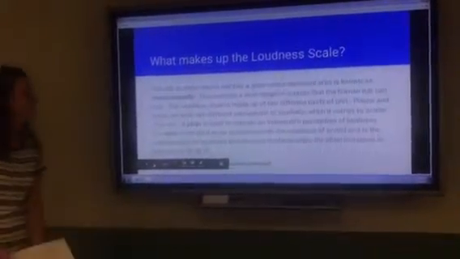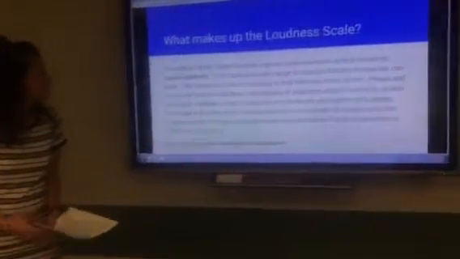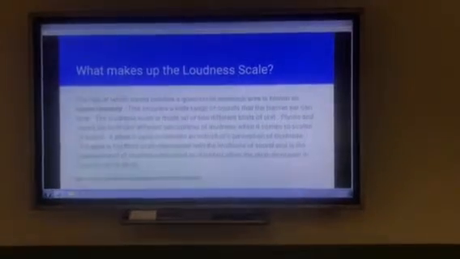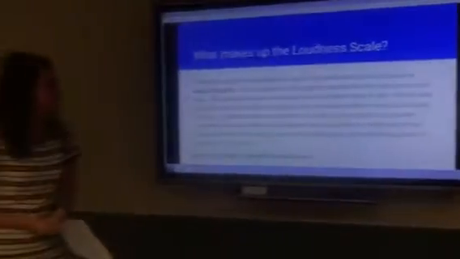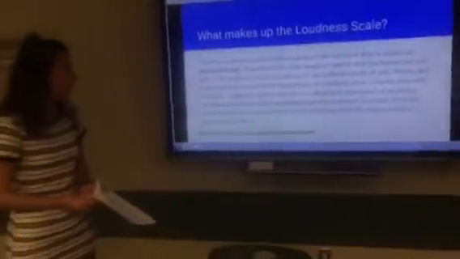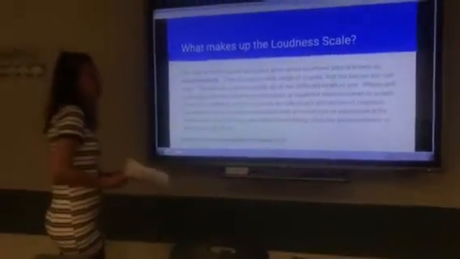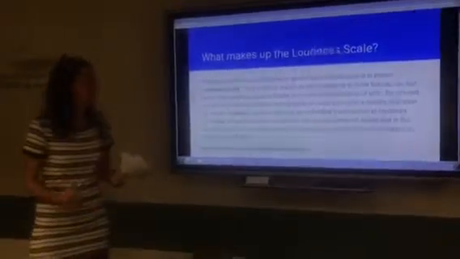So what makes up the loudness scale? Well, this is the rate at which sound reaches a given cross-sectional area, known as sound intensity. It's going to include a wide range of sounds that the human ear can hear, and the loudness scale is made up of two different kinds of units. Those are going to be phones and sones.